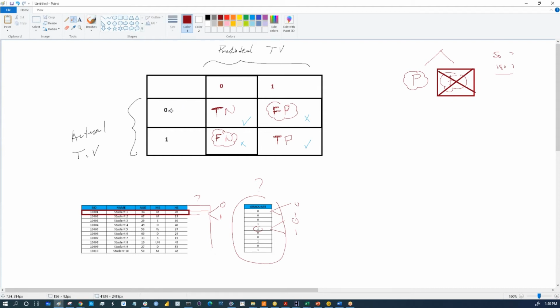So we went to a doctor, and the doctor said, okay, she is not pregnant. So if she's not pregnant and the model predicted not pregnant, then there is nothing to lose. But if she is not pregnant and the model predicted, no, she's pregnant, what are you going to do?